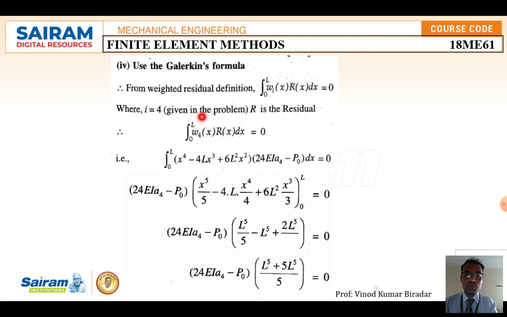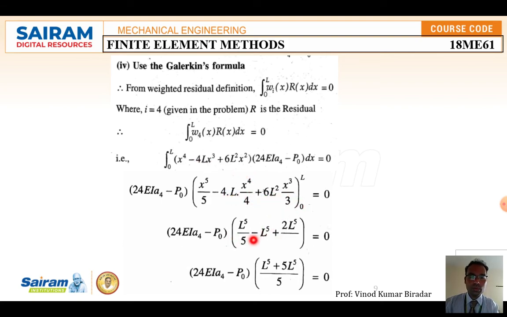So we know this and we know this also. Substitute these values: integral of (x to the power of 4 minus 4l x cube plus 6l square x square) into (24 EI a4 minus p naught) dx is equal to 0. We know the residual and we know this also, so substitute in this equation and integrate again. What is common here? 24 EI a4 minus p naught is a constant. Then inside, you have to apply the integration from 0 to l, so x to the power of 5 by 5 minus 4 into length, and again apply the integration here.